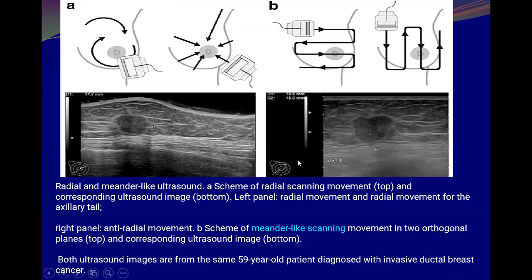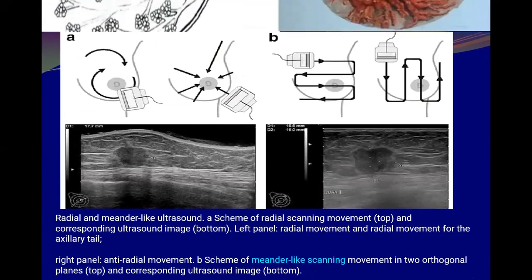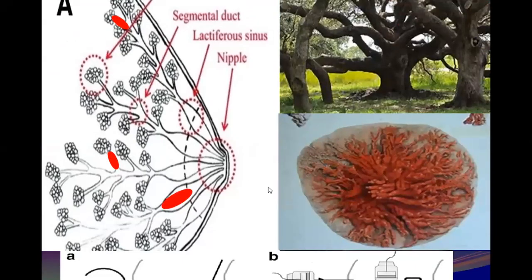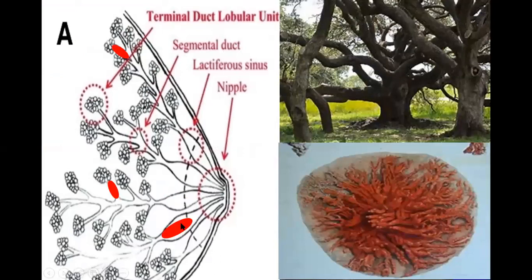What I have said, do you understand this? Do you understand what I have said here? Yes. Not all ducts are directed towards the nipple in the same directions. Yeah. So not always while I'm scanning in a radial. When I'm scanning generally for the major ductal system, I'll be aligned. But for the minor ones, no.